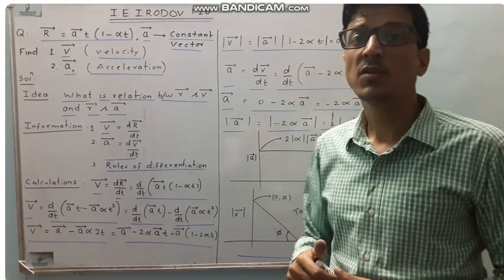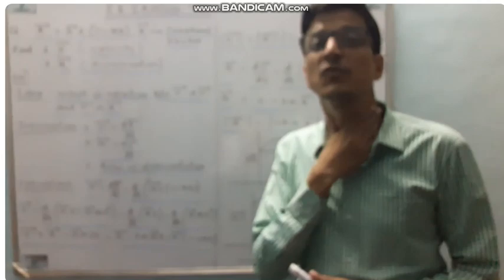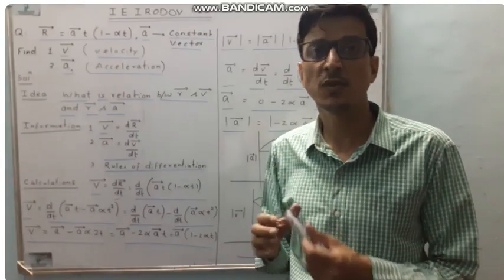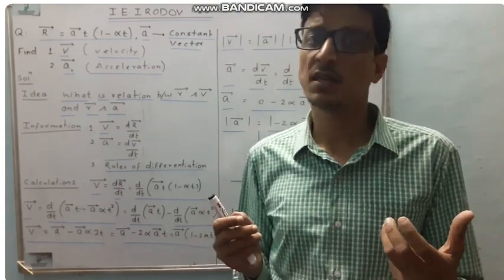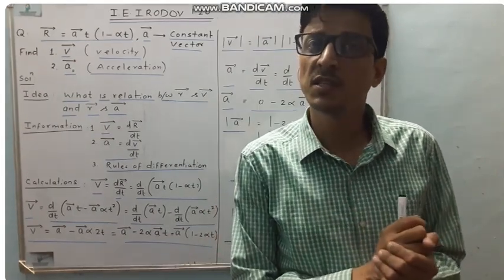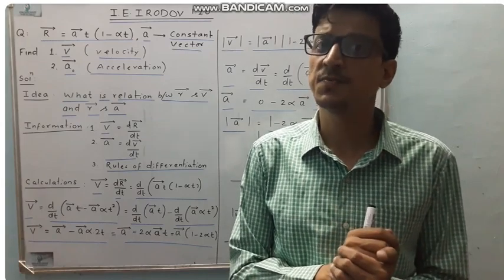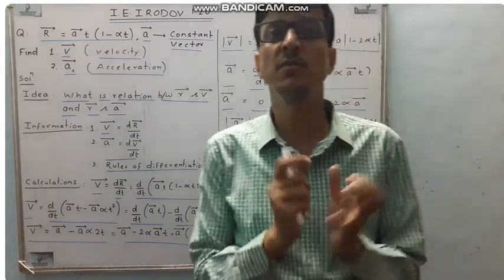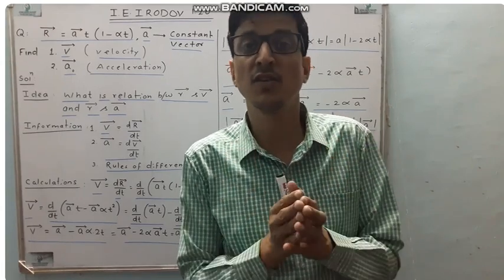So let's think about the idea. We are being given the position vector and we need to find the velocity and acceleration. So the central idea of the problem is we must think: what is the relation between position vector and velocity? What is the relation between position vector and acceleration? So certain information will be used here. So here is the role of the information that you learnt in your class.